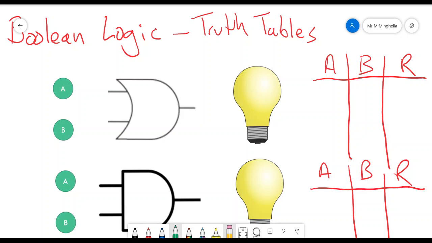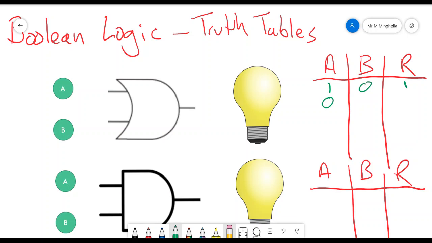In this section, I'm going to explain truth tables. Truth tables are a way of representing how logic gates should work. In this example, with our OR gate, we're going to use ones and zeros to represent whether something is on or off. So in this case, if we have A on but B off, because it's an OR gate, our result, the R column, should have a 1 because the bulb should turn on.